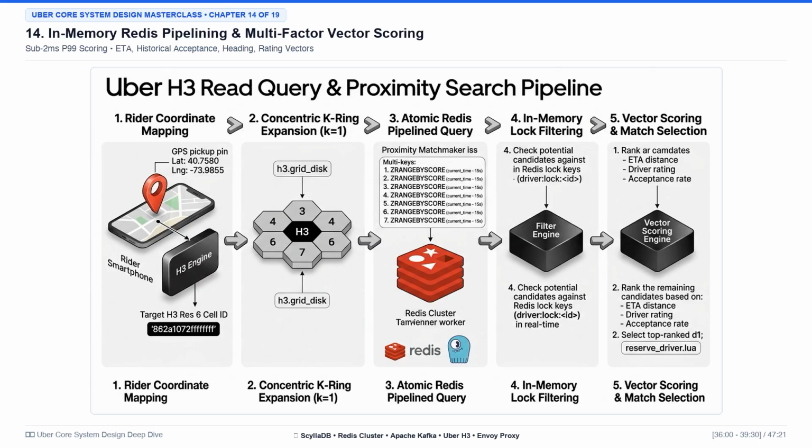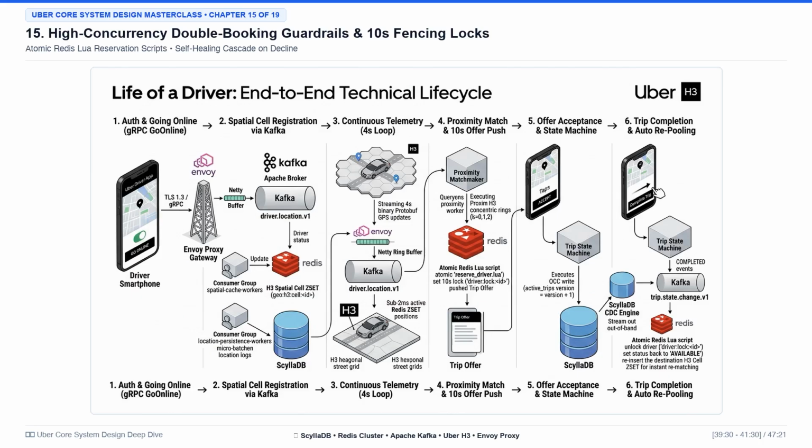Right? Like double booking a seat on an airplane. You can't have 2 people trying to check out with the same driver. Precisely. To prevent double booking, the system executes an atomic Lua script directly inside the Redis cluster. An atomic Lua script. Yeah. The script is called reserveDriver.lua. This script places a rigid, unbreakable 10-second fencing lock on that specific driver's record in the database. Their state changes to reserved.